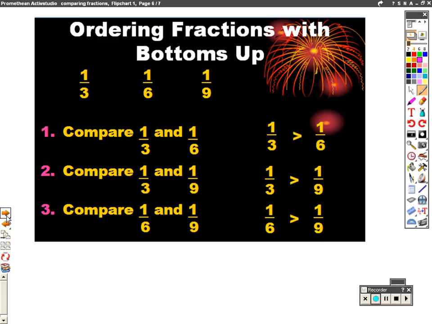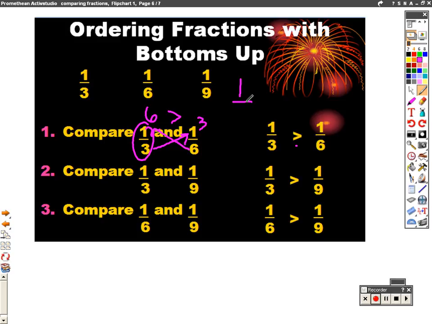Okay, ordering fractions with bottoms up. We just kind of did that. 3 times 1 is 3. 6 times 1 is 6. 6 is bigger than 3. So therefore, 1/3 is bigger than 1/6. And then we continue to compare. Now I know 1/3 is going to be bigger than 1/6.